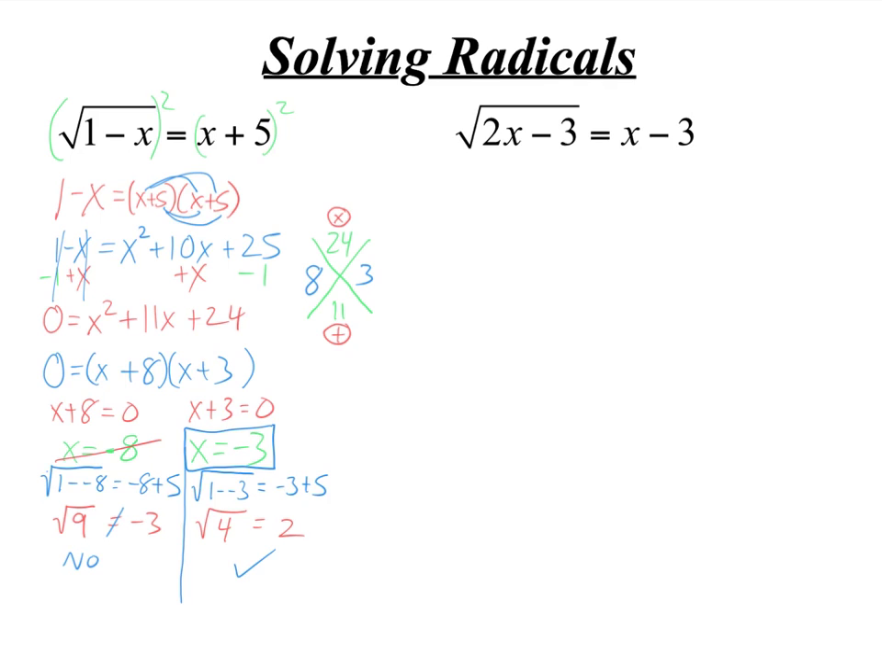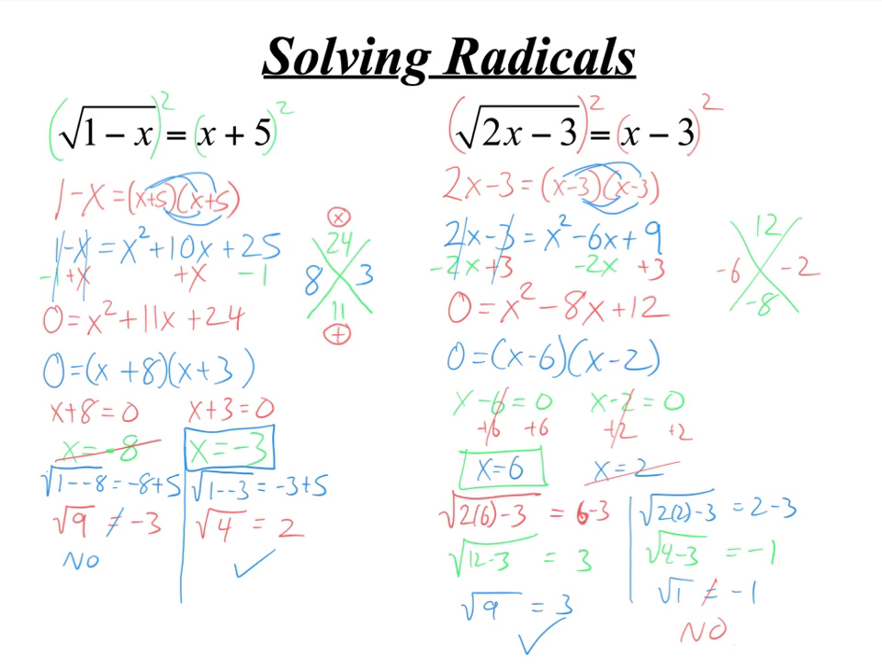Then, why is this crossed out? Because when I check it, 9 does not equal negative 3. When I check this one, the square root of 4 does equal 2. So make sure you check your work, because sometimes the answers get crossed out.